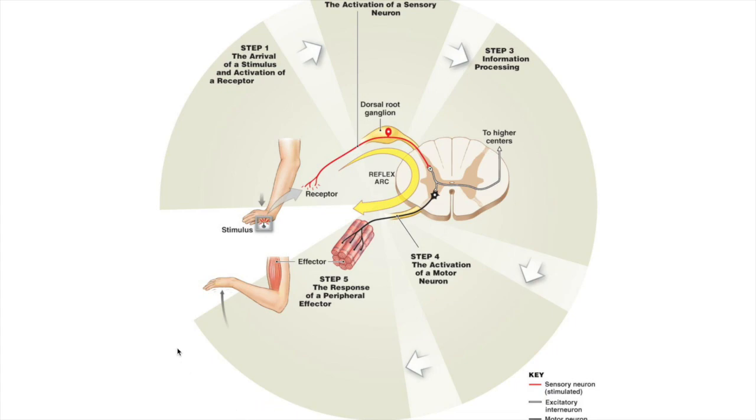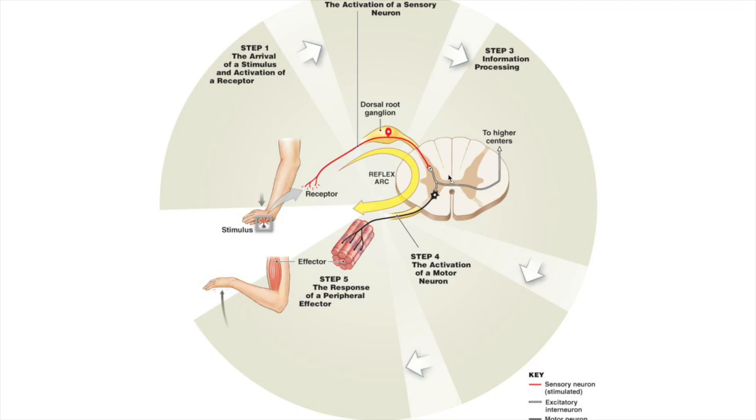So here's a simple withdrawal reflex that helps protect us from painful stimulus. The first step is a receptor. We've got to have a receptor to detect the pain. Then the second part is a sensory neuron, because we have to have something to send the signal from the receptor to the central nervous system.